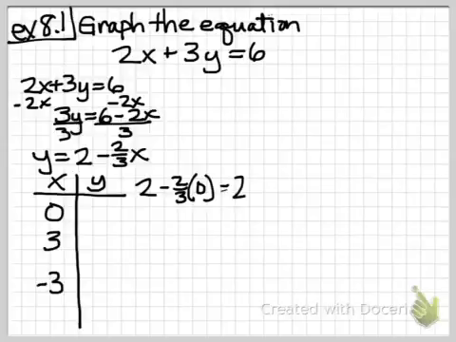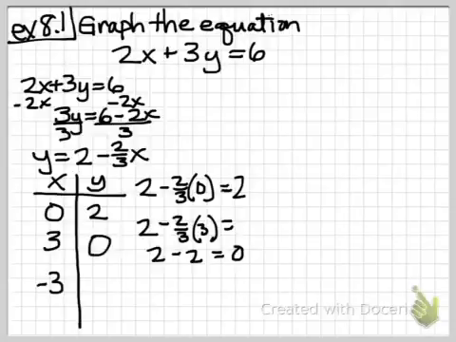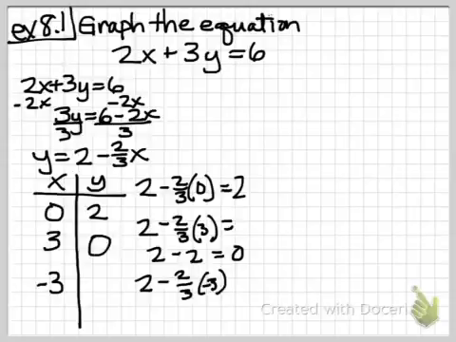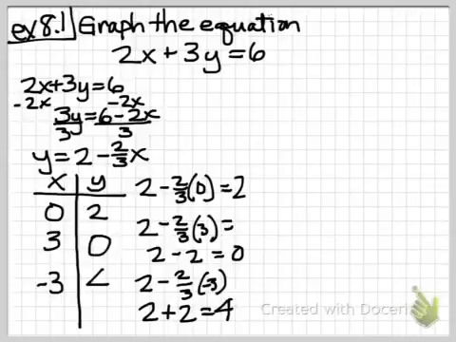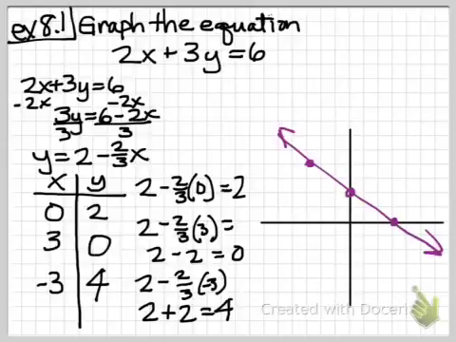So 2 minus 2/3 times 0 is 2. And then 2 minus 2/3 times 3, well, the 3's are going to cancel, so you get 2 minus 2, which is 0. And in the last case, -3, 2 minus 2/3 times -3, I'm going to get 2 plus 2, which is 4. The last step is to graph these ordered pairs: (0, 2), (3, 0), and (-3, 4), and then draw the line.